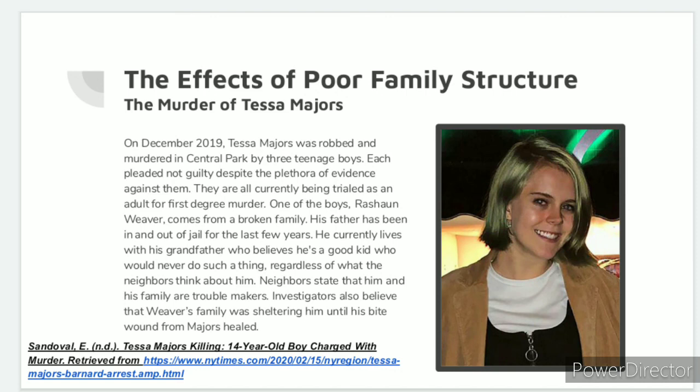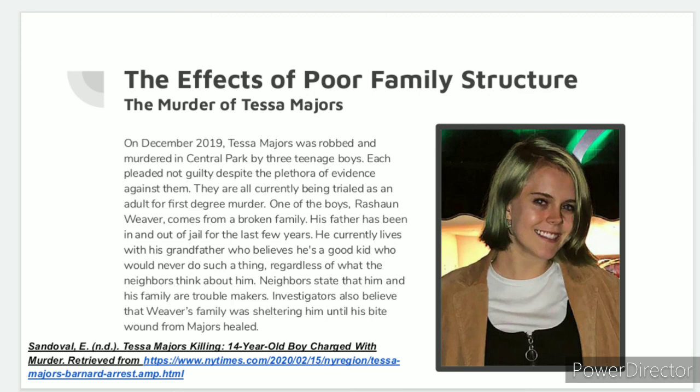One of the boys, Rashawn, comes from a broken family. His father has been in and out of jail for the last few years. He currently lives with his grandfather, who believes he is a good boy who would never do such a thing. Regardless of what the grandfather thinks, neighbors state that he and his family are troublemakers. Investigators also believe that Weaver's family was sheltering him until his bite wound from Tessa Majors healed.